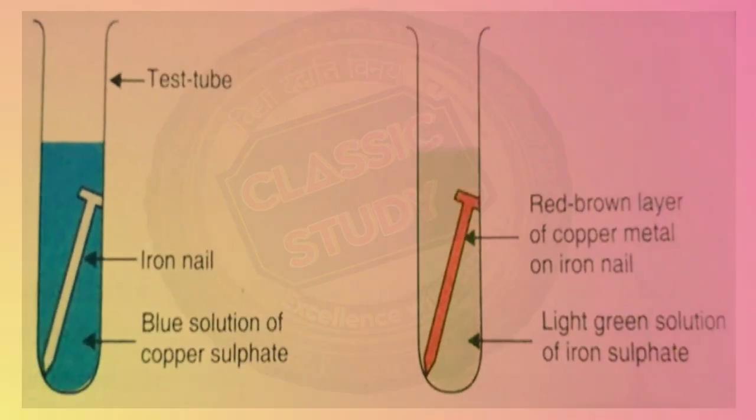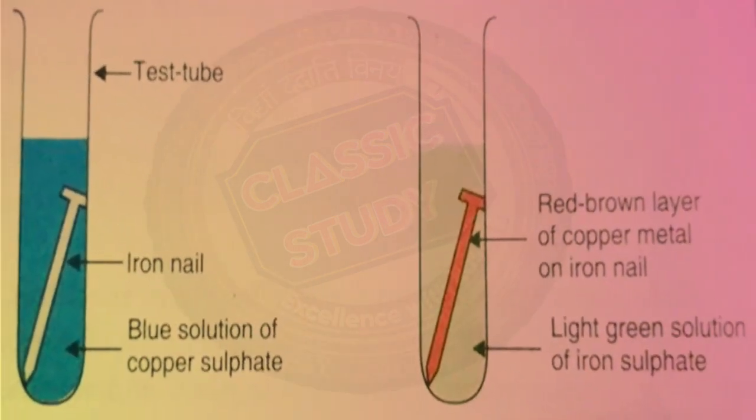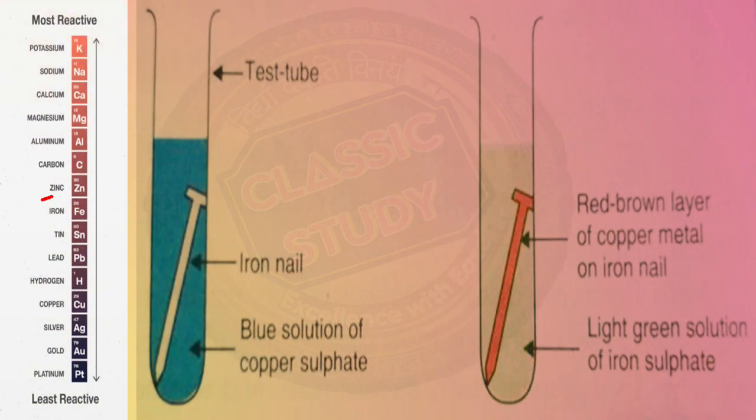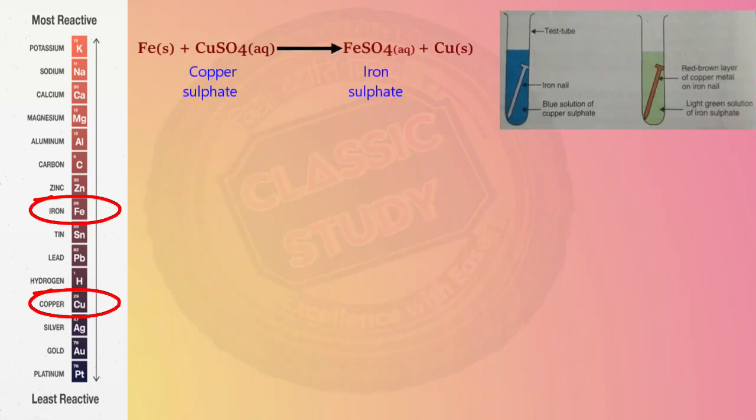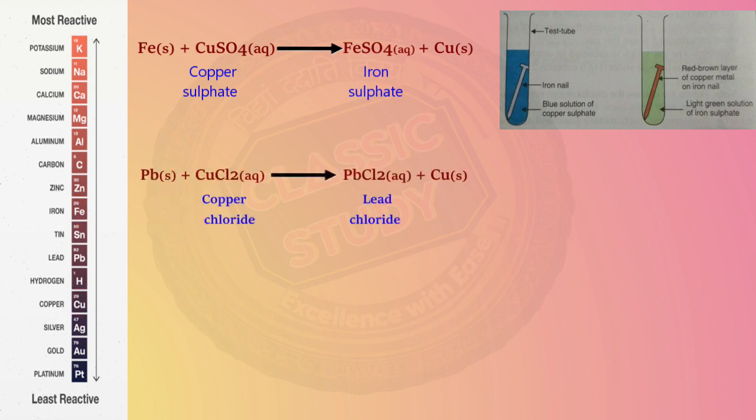An example of a displacement reaction is when we dip an iron nail in a copper sulfate solution. Copper sulfate solution is bluish in color, as we can see, and when an iron nail is dipped into the solution, iron being at a higher level in the reactivity series compared to copper displaces copper from its solution and the solution turns greenish. So Fe plus CuSO4 produces FeSO4, iron sulfate, plus copper. A similar reaction is lead plus copper chloride, CuCl2, produces lead chloride, PbCl2, plus Cu.